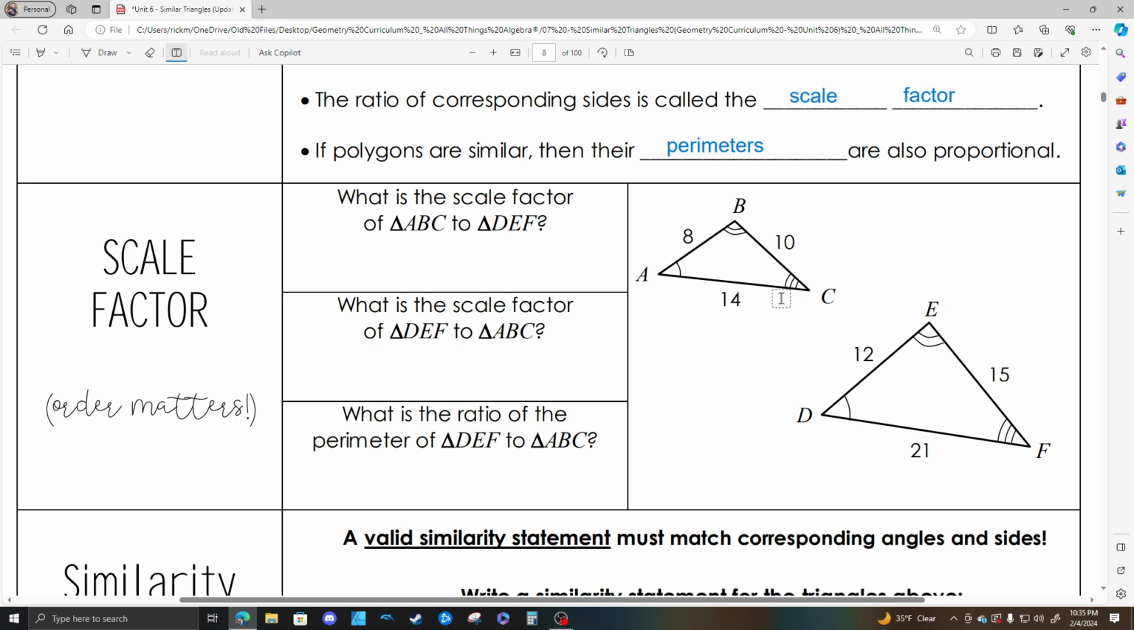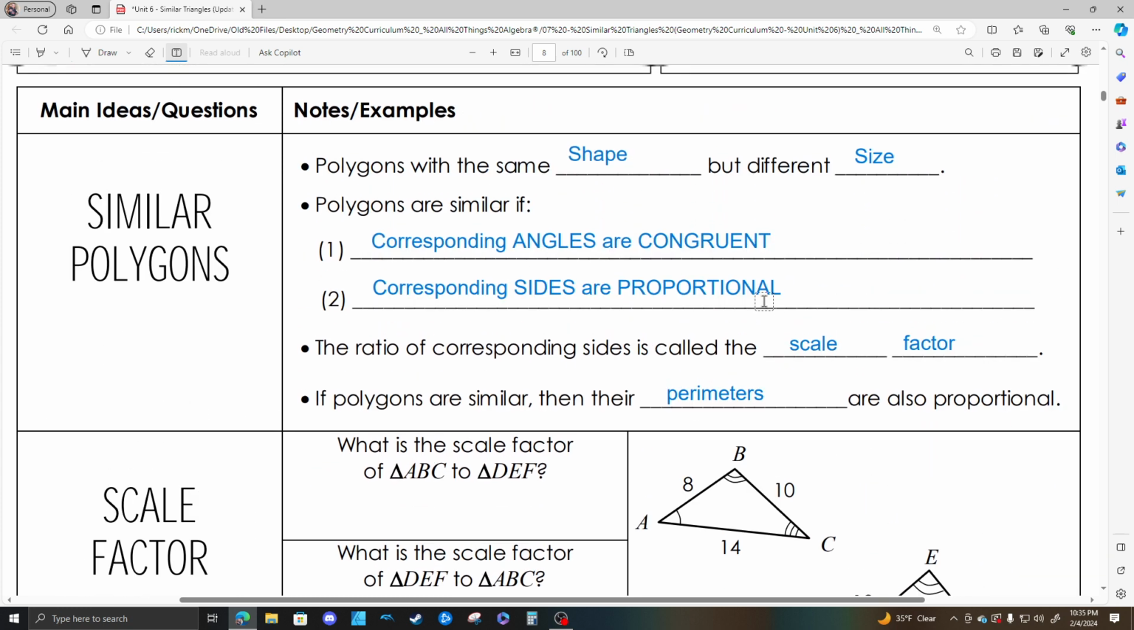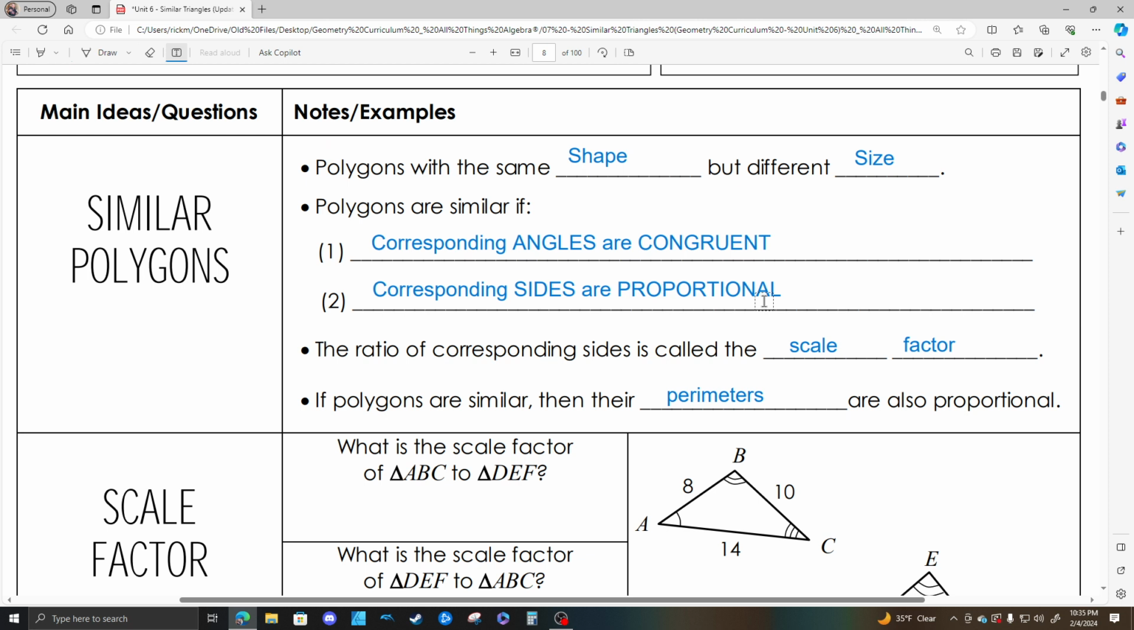Hello everybody. In today's video, we are going to talk about similar polygons. And similar polygons are different from congruent polygons in one major way. And we'll go over that right now. So, similar polygons are polygons with the same shape, but they're different sizes.